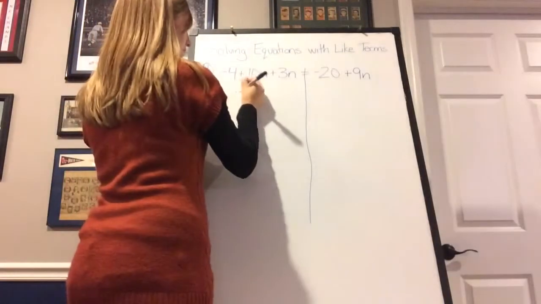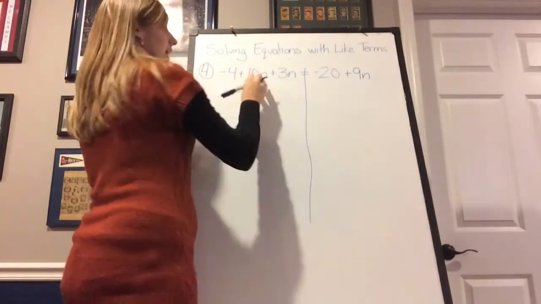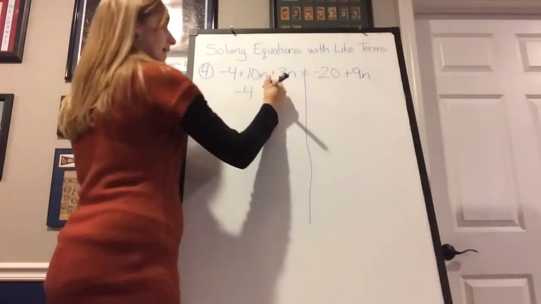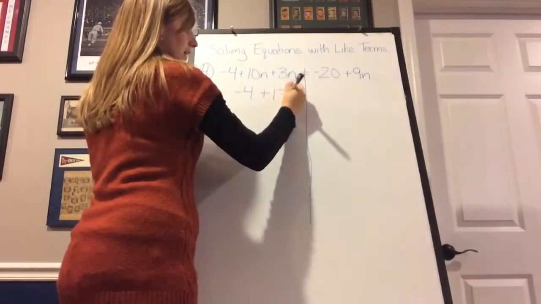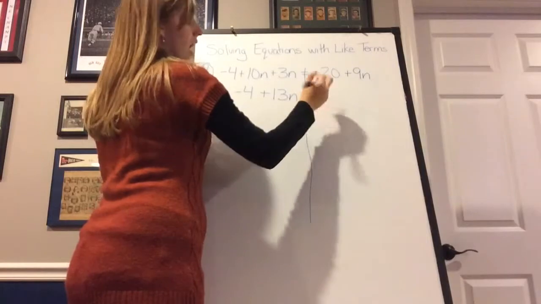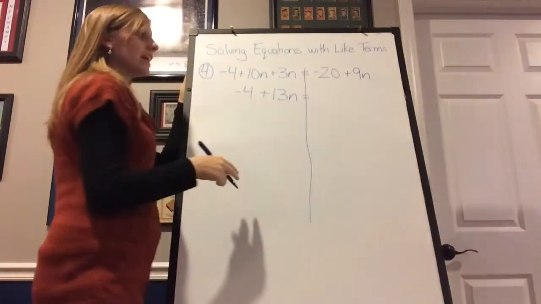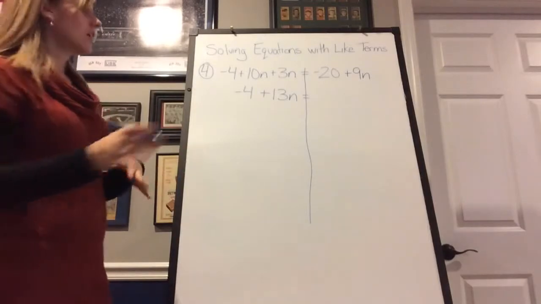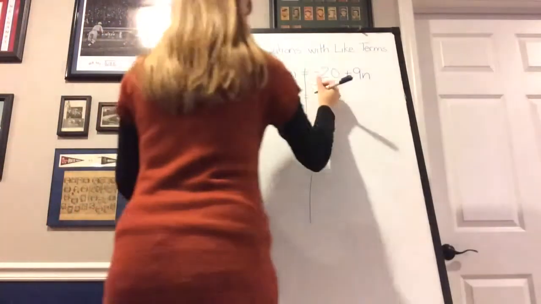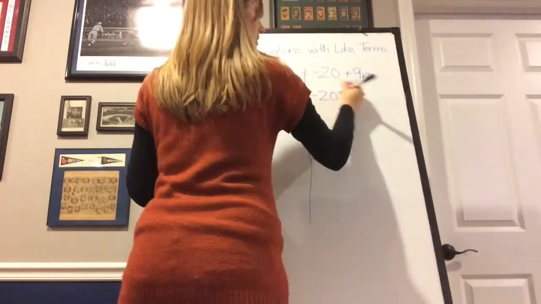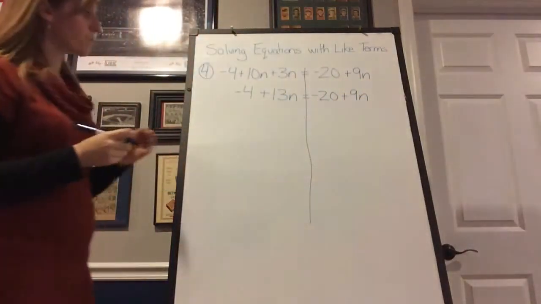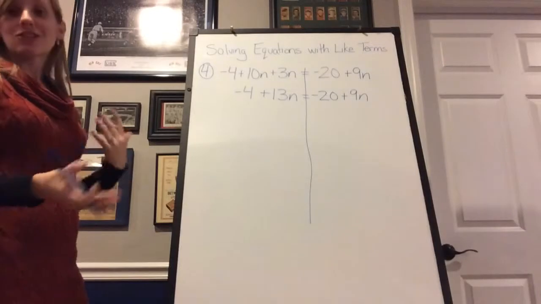So I'm going to keep my negative 4 the same. Now my 10n and the 3n, I can combine those and I get positive 13n. On the right-hand side, I have negative 20 and positive 9n. Those are not like terms. They don't have the same letter, so I'm just going to rewrite this side of the problem. Now, I can start solving.